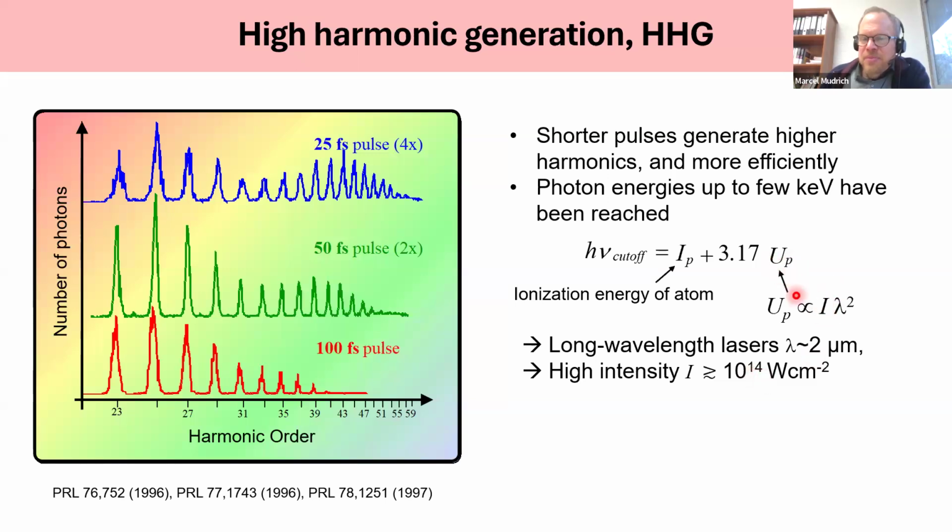Then the UP would be very large and we would get to very high photon energies. And 10 to the 15, 10 to the 16 watts per square centimeter would actually be technically feasible nowadays. But still, it's not a good idea to have these very high intensities for this type of HHG process. Can somebody tell me what the problem is with going to very high intensities?